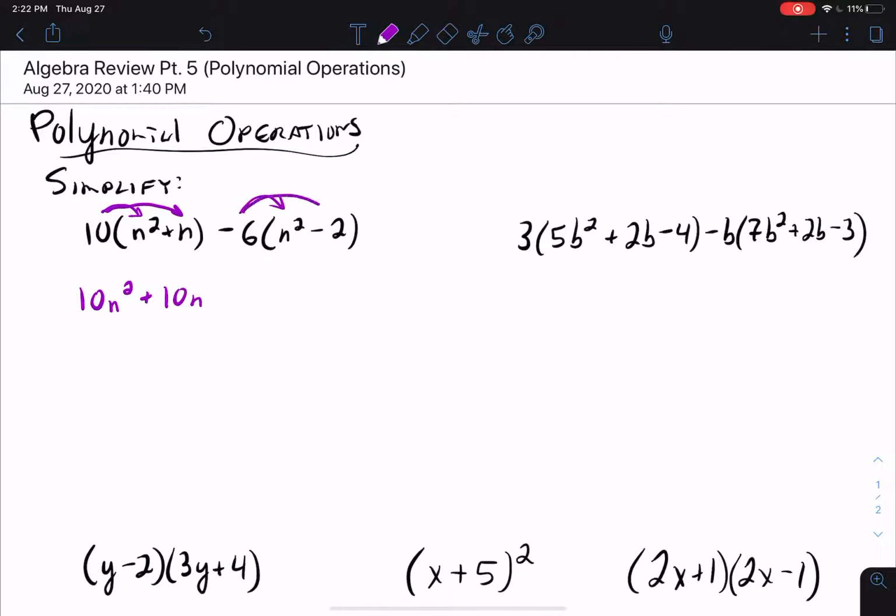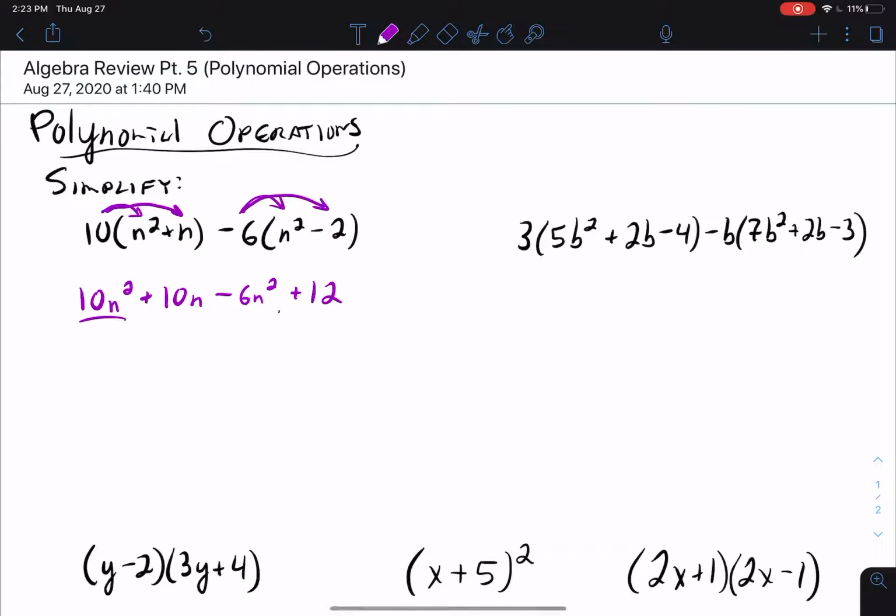Next up I want to distribute the negative 6, so that's going to give me minus 6n squared, negative 6 times negative 2, that'll give me positive 12. Then finally, I just want to see if I can combine like terms and then put this into descending order, which means from highest exponent to lowest exponent.